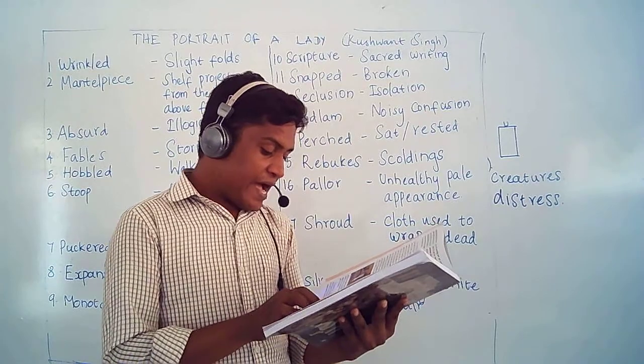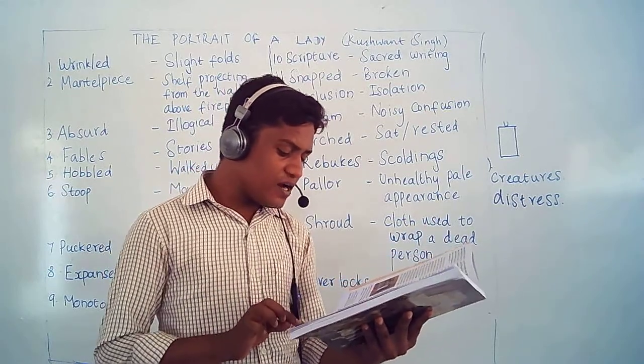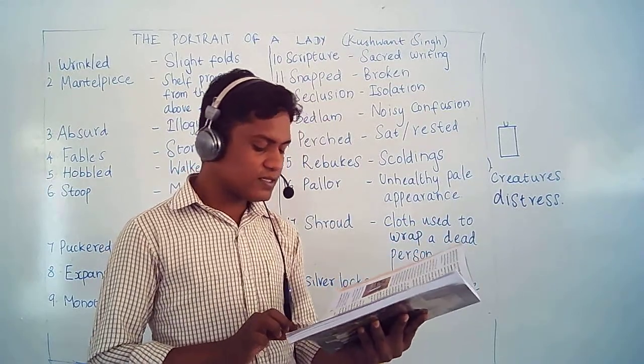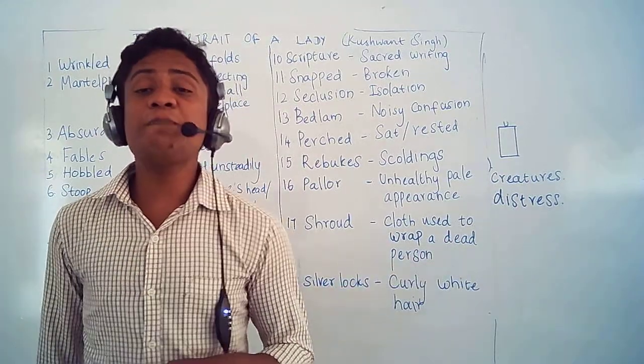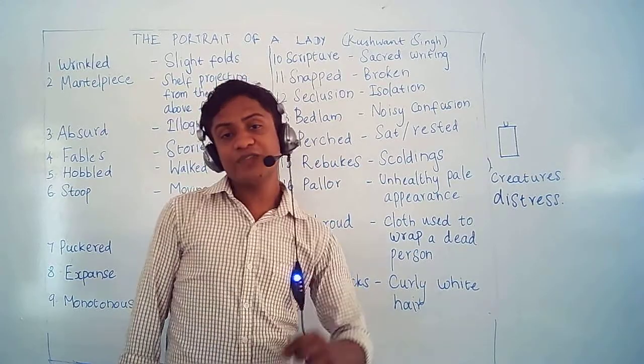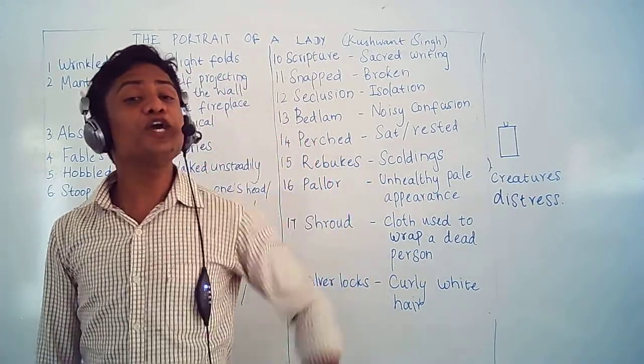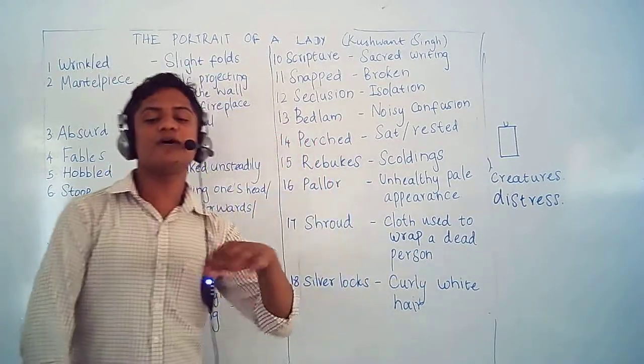Okay, and some came and perched on her legs, others on her shoulders, and some even sat on her head. The sparrows came and perched on the grandmother's head. What do you mean by perched? Perched means sat or rested.